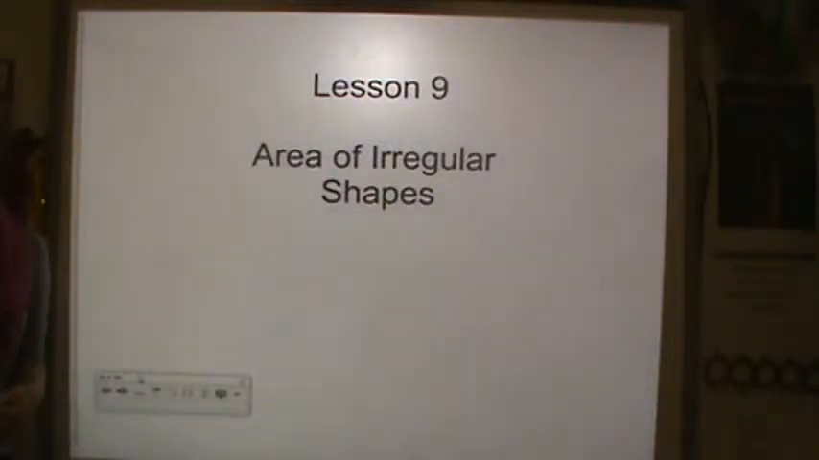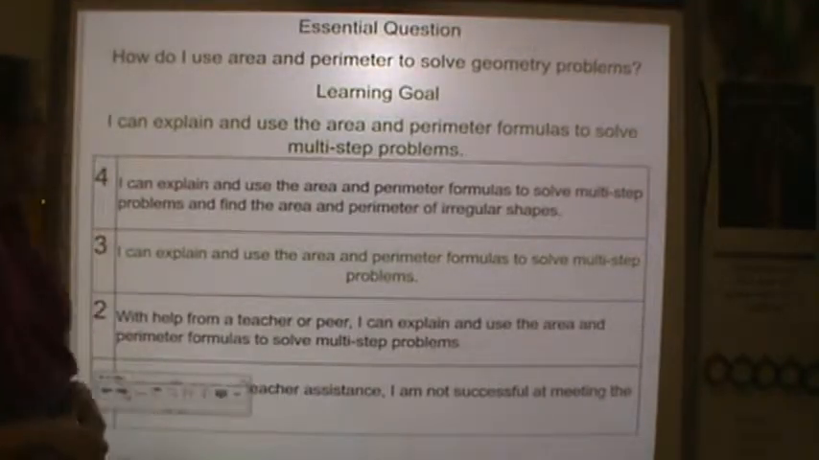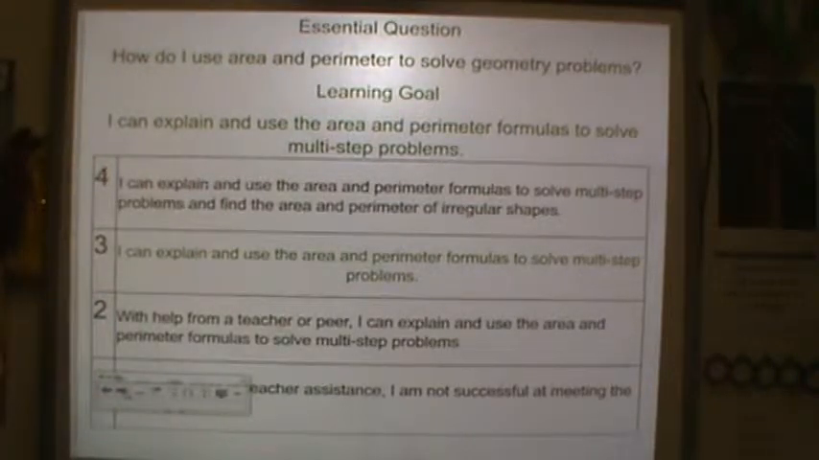Hey guys, lesson 9, we are doing area of irregular shapes again. So just another repeat of lesson 8. Before we move any further, please look at your learning goal. Remember, you're going to put a circle at the beginning of the lesson and a triangle around your rating at the end of the lesson.